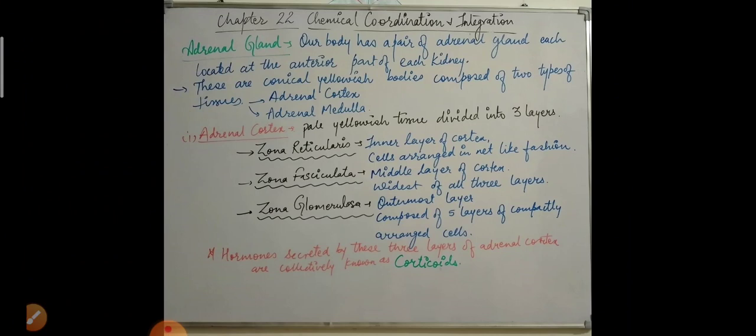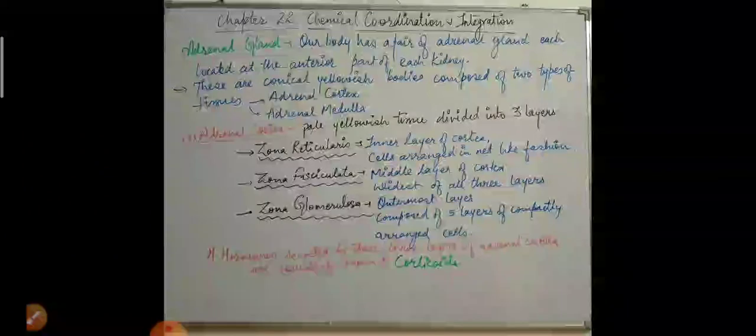So here we discuss further, in detail, about the adrenal gland. Our body has a pair of adrenal glands, each located at the anterior part of each kidney. That means we have already studied that each kidney has a cap-like structure, and this cap-like structure is just the adrenal gland.